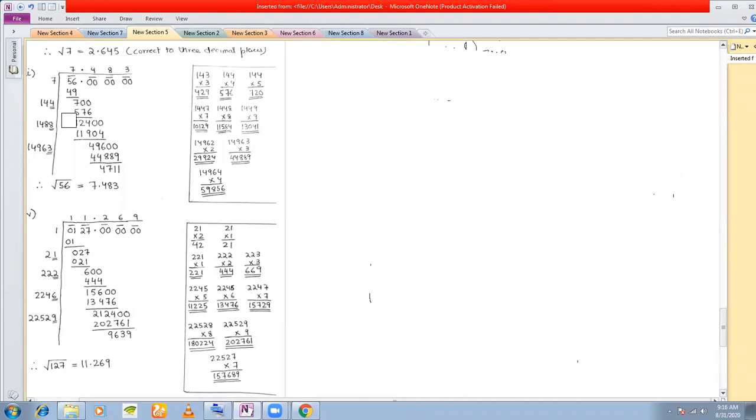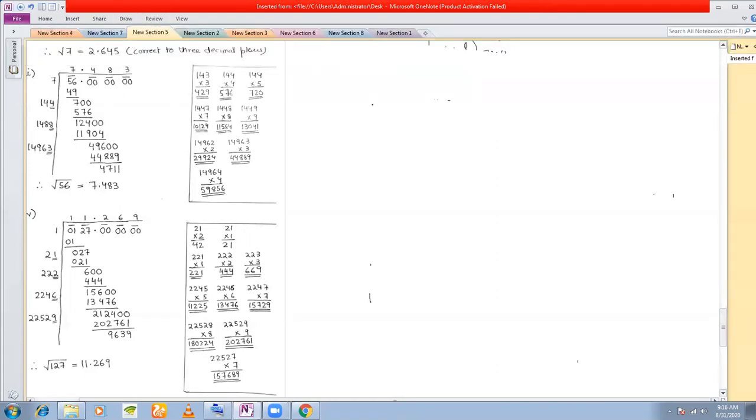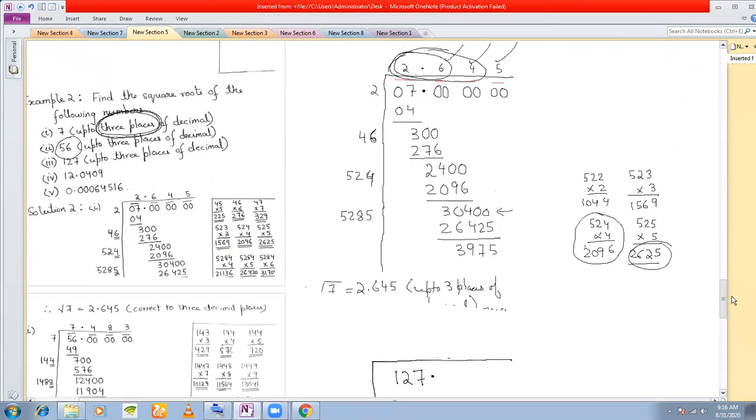How to find out the square root of 127? We're going to draw our division table. 127, and you have a decimal point, and you have to find this till how many places of decimal?